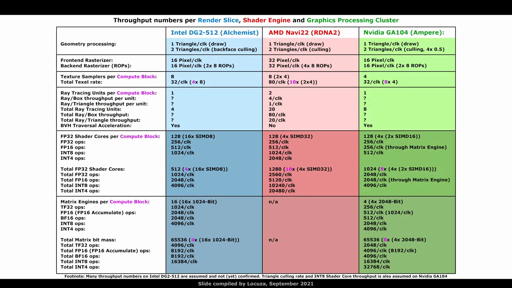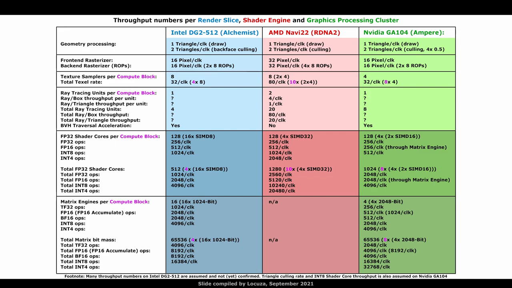Now we can directly compare the theoretical throughput numbers for one high-level module. In that regard, Intel and Nvidia are relatively close together, sharing the same triangle, pixel, and texel rate. Moreover, both have a level 3 ray tracing implementation. Differences are found on the shader core side, where Nvidia delivers twice the FP32 throughput, while on the matrix side Intel has the upper hand for floating point calculations if they use 32-bit accumulators without a reduction in throughput.